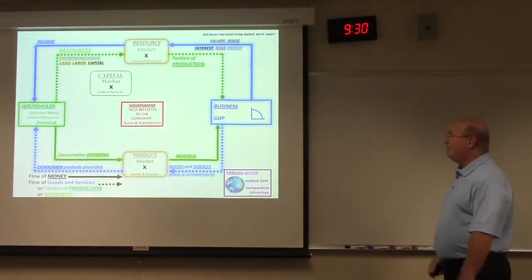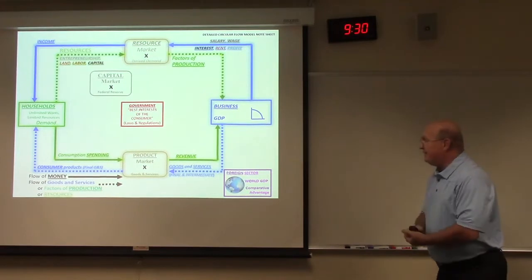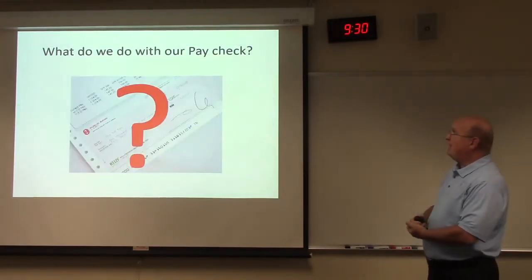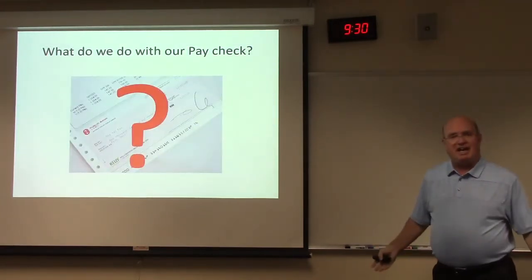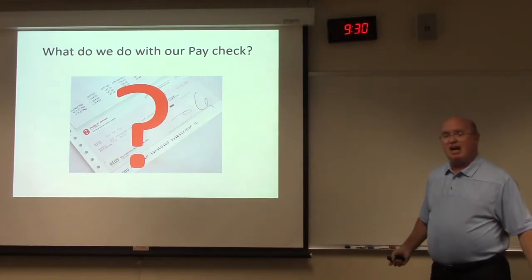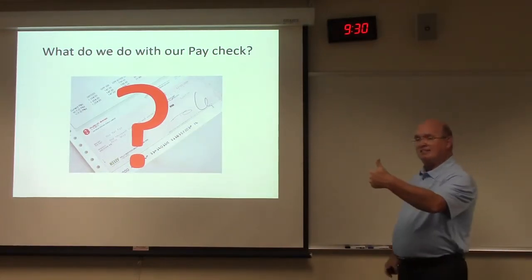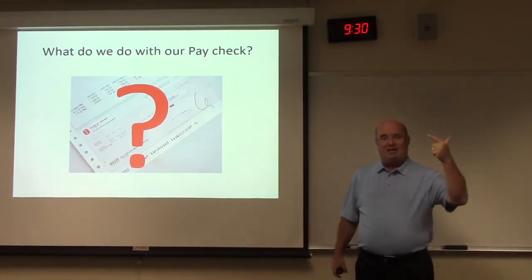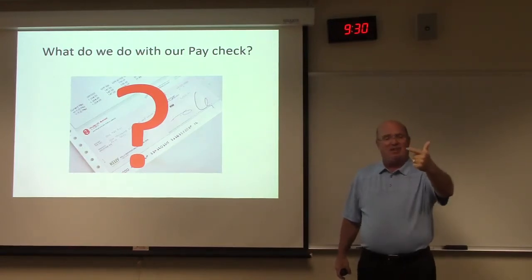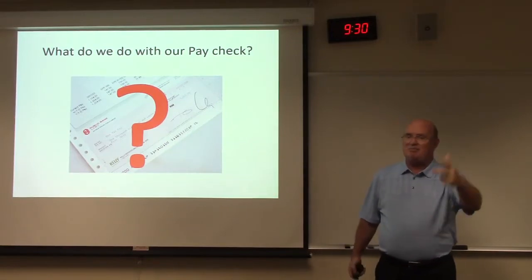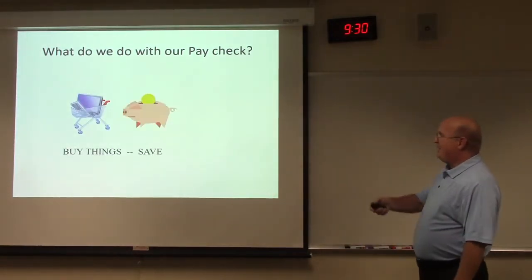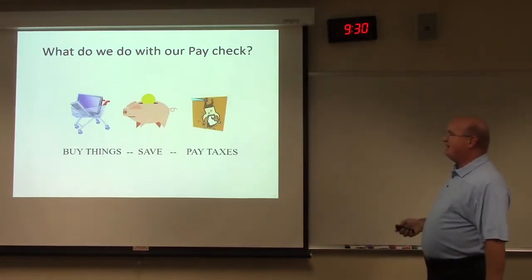All right, so we left off with it looking like this. The first thing is, what do we do with our paycheck? We buy things. Hopefully, we save some money. And then, of course, before we even get our paycheck, you guessed it, Uncle Sam taxed it. So we buy things, we save things, and we pay taxes.